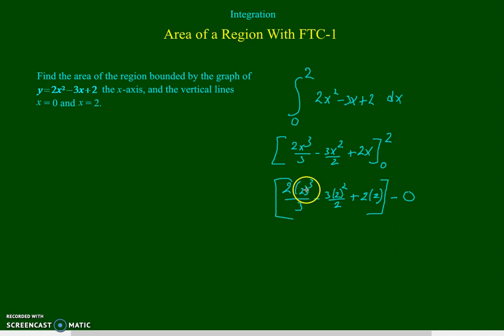So 2 to the third is 8. 8 times 2 is 16, so that's 16 thirds, minus 4 divided by 2 is 2. 3 times 2 is 6, plus 4. So this is 16 thirds minus 2, and 2 is the equivalent of 6 thirds, so 16 minus 6 is just 10 thirds. After a little bit of practice with the homework assignment, you shouldn't have any problem with these. So let's go ahead and move on to the next section.